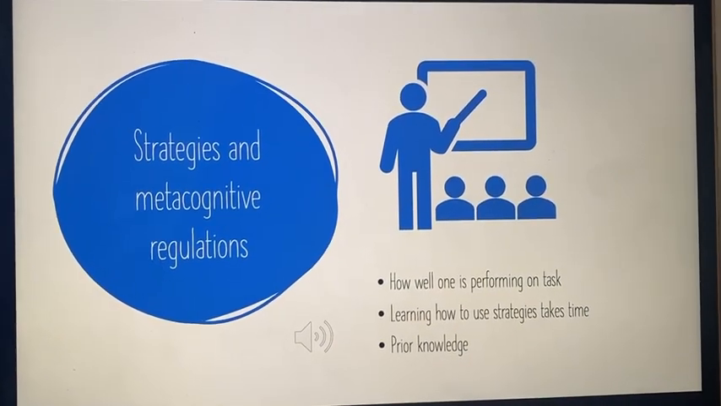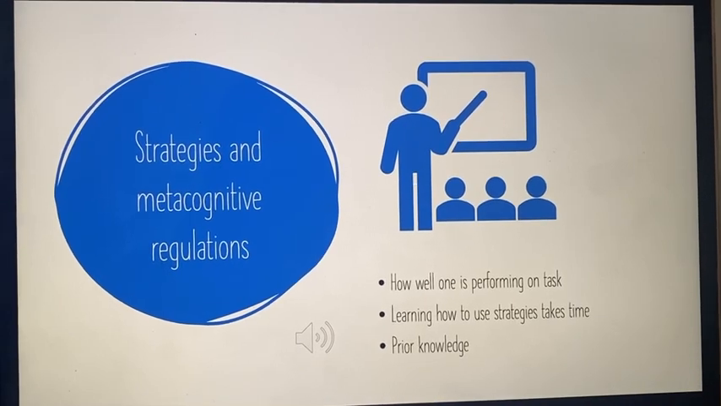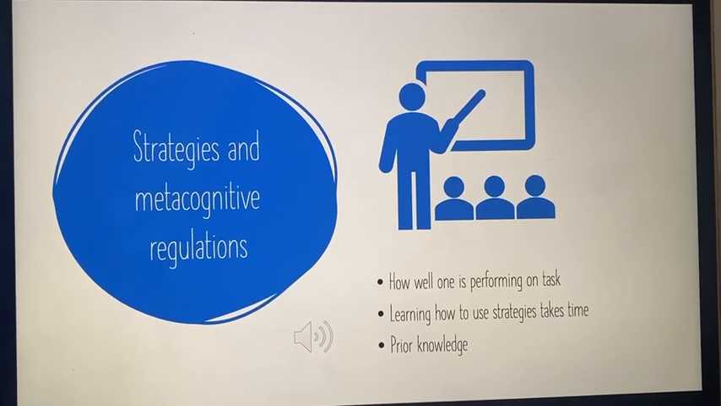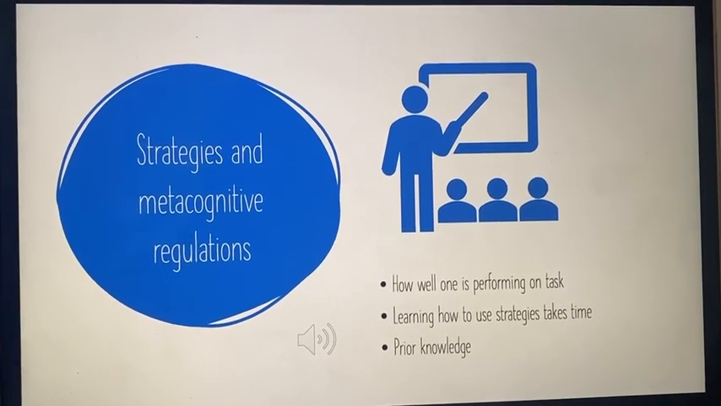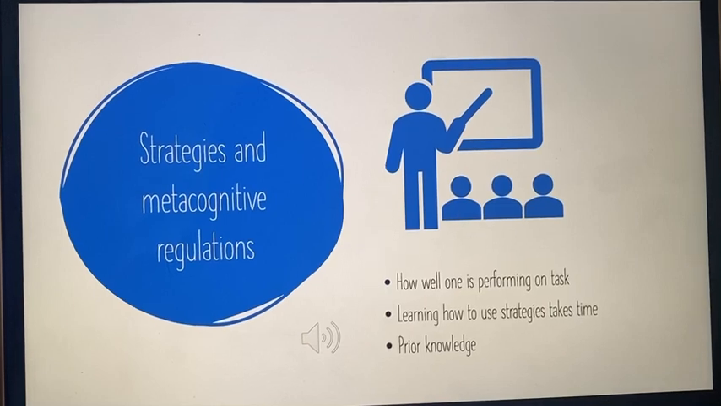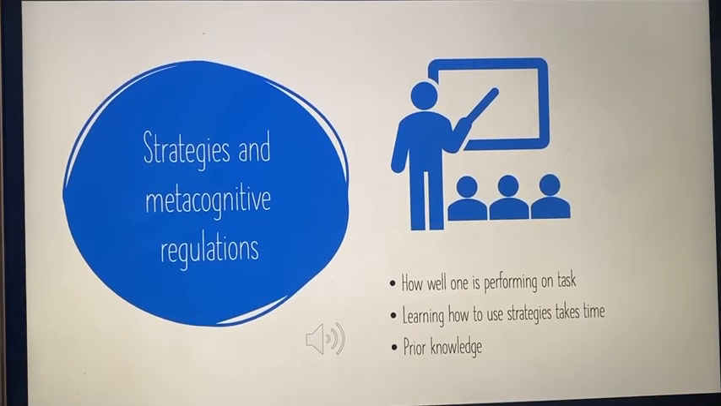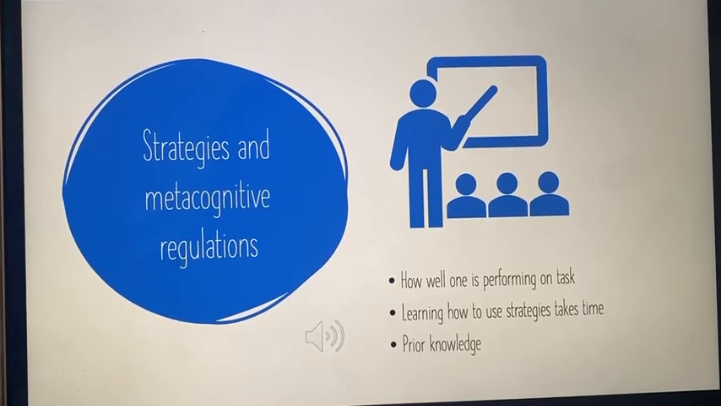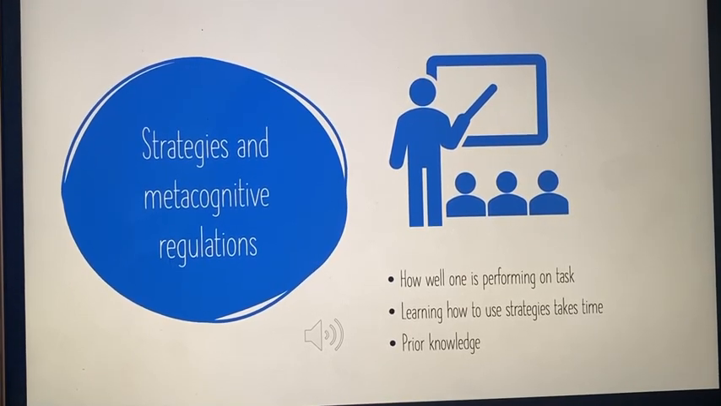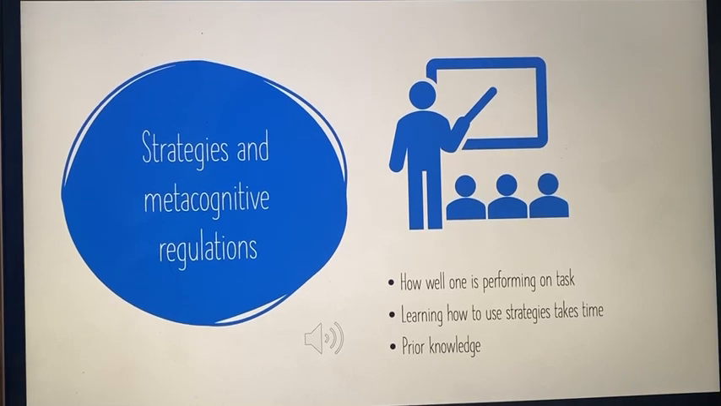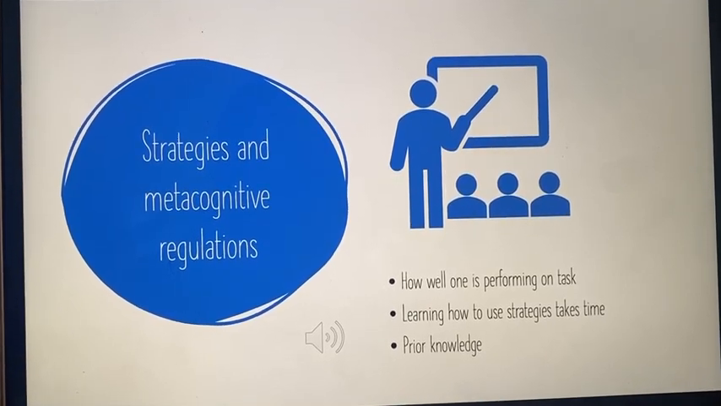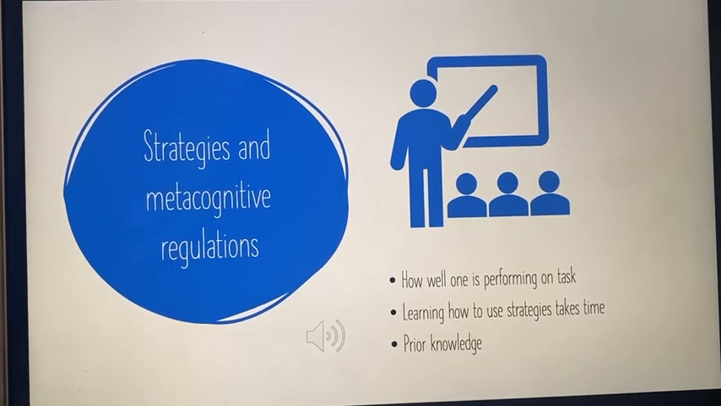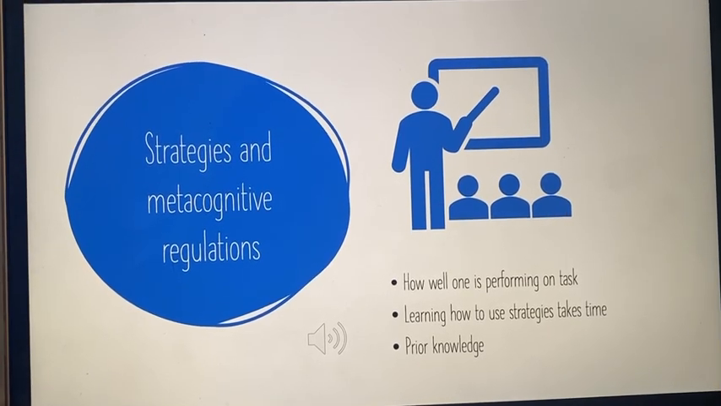And lastly, another approach to learning is strategies and metacognitive regulations. So this is how well one is performing. Learning how to use strategies also takes time, and your strategies require prior knowledge. So a final point about strategies is that many strategies depend on prior knowledge, as I said. So students can't apply organizational strategies to a list of items unless they know the correct categories into which they fall. And then metacognition is a very big thing in the classroom.